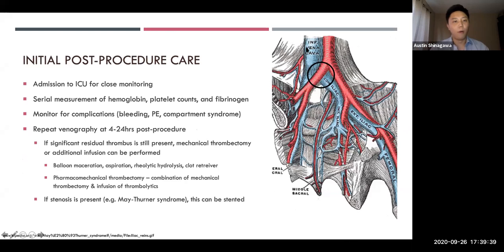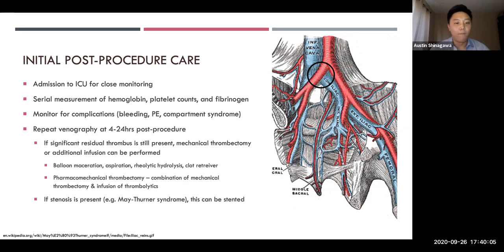In terms of initial post-procedure care, you want to admit these patients to the ICU for close monitoring. Anytime you put a patient on TPA, they should probably be in the ICU. And then you want to serially measure hemoglobin, platelet counts, and fibrinogen. Monitor for complications such as bleeding, PE, and compartment syndrome. And you want to check for bleeding also at the access site, not just internally.